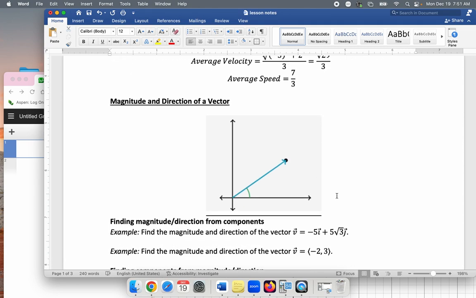So we're going to talk about magnitude and direction of a vector now. This is new stuff. Magnitude we talked about last time, and the direction of a vector really refers to the angle that it makes with the positive x-axis. This is now the third context in which we've seen this idea.